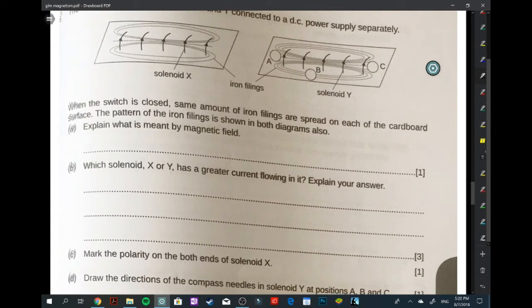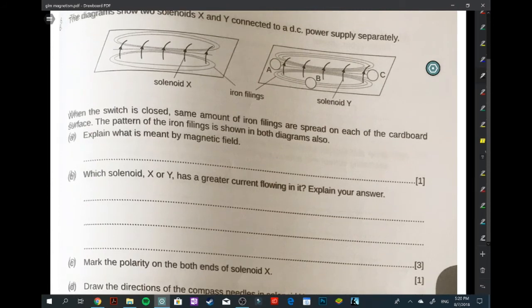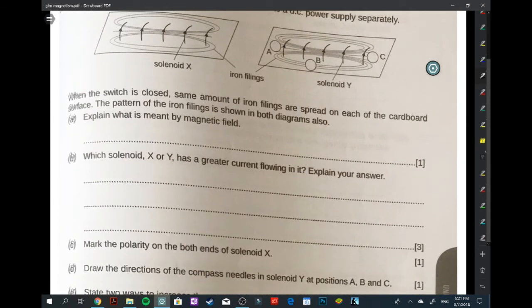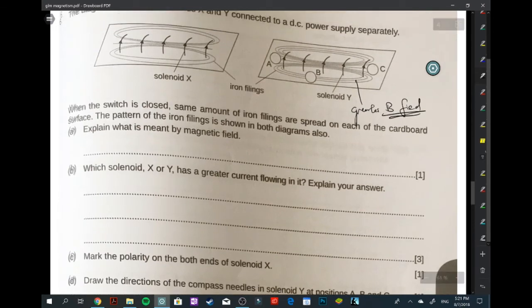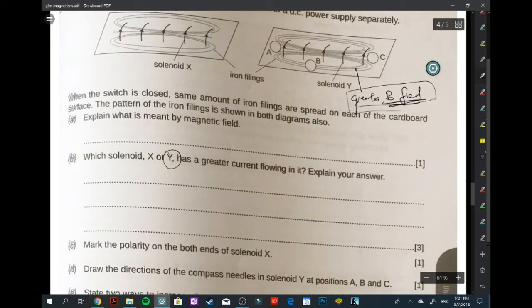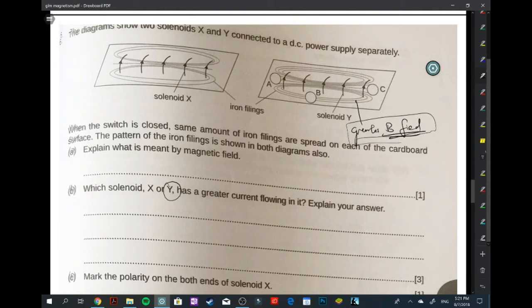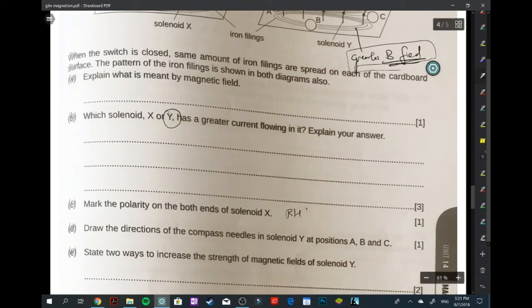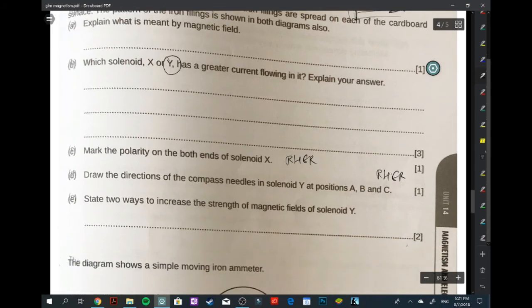Now this is a question on magnetic field. So solenoid X and solenoid Y, obviously solenoid Y has more iron filings, right? So with more iron filings, it means that this has greater magnetic field. The word B field actually means magnetic field. Now if this has more iron filings, then we say that this has greater magnetic field, and greater magnetic field is linked to greater current. So answer B, Y. This can be determined using the right hand grip rule, and this also can be determined using the right hand grip rule. This is in my notes, so I'm not going to go through.